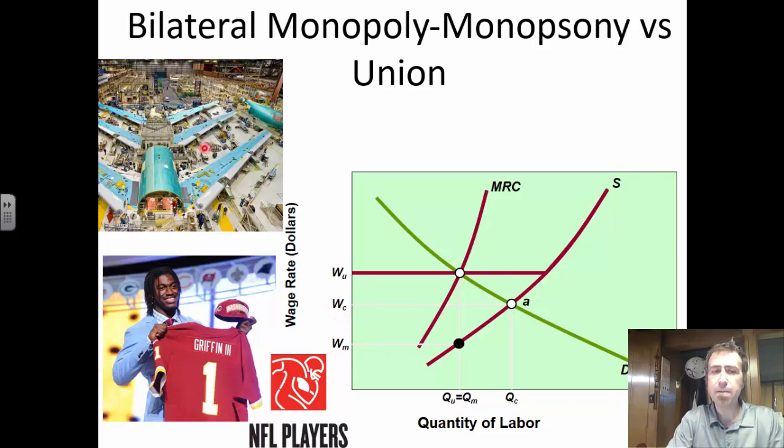And some places where that happens is Boeing, who manufactures airplanes. They're known for having unions, and they are known for being a monopsony, in that they're one of the only places in America that hire aircraft engineers, things like that. So there you go.